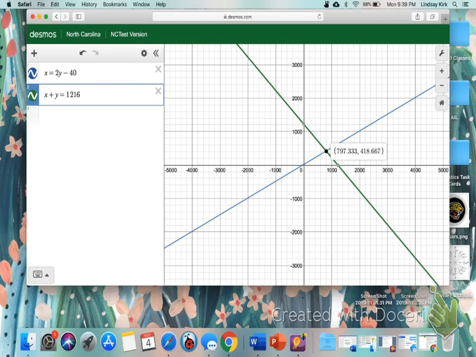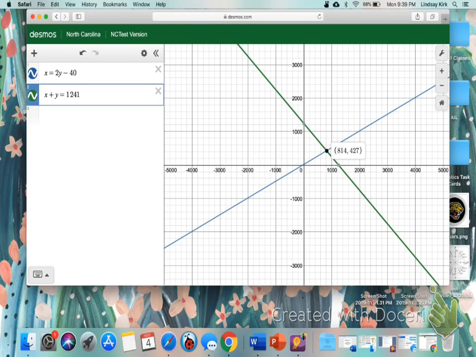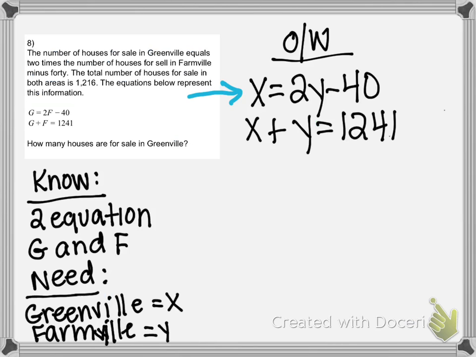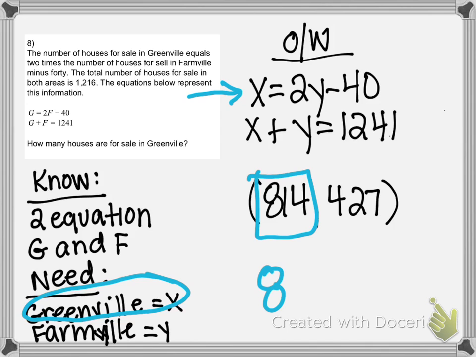Yeah, so we get those decimals, so that was just a typo. So we're going to stick with 1241. So for 1241, we get 814 and 427. We already said in the problem that Greenville was X, which is what we're solving for. So your answer should have been 814.